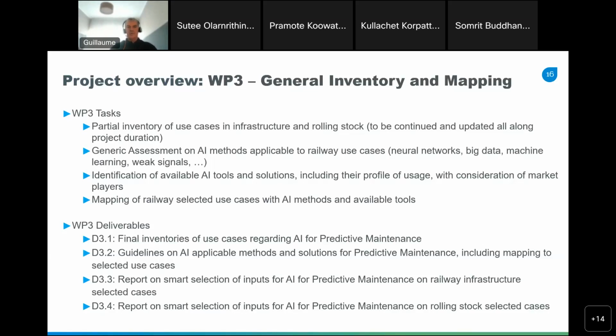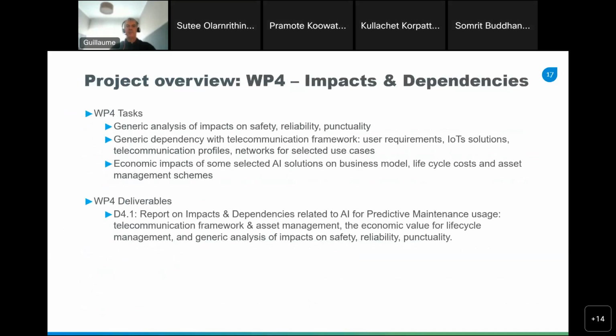Then we will enter the final work package, which is about the impacts on safety, reliability, and punctuality. So, to keep maintaining safety when you introduce some new maintenance policy. It's very important for the railway infrastructure.